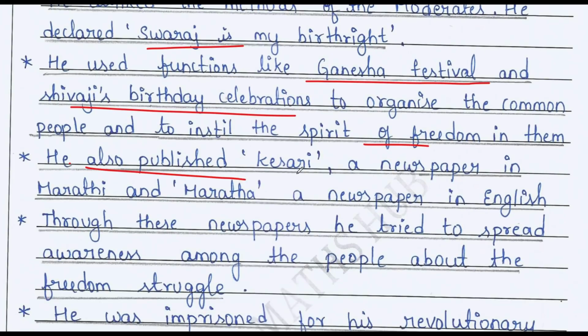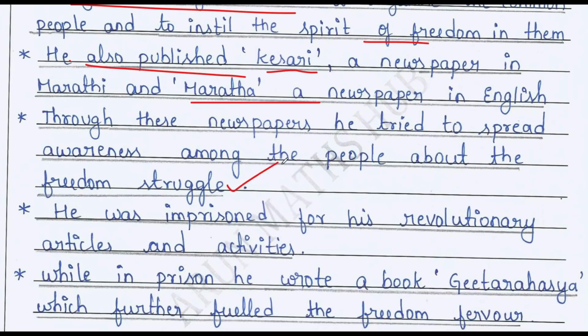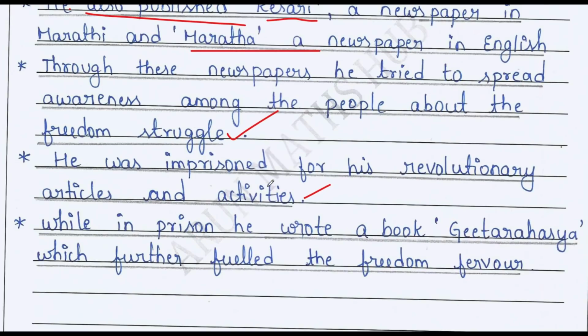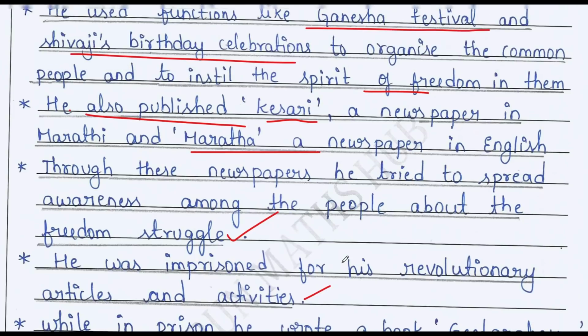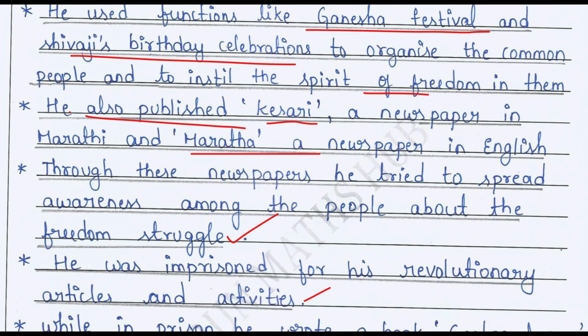He also published Kesari, a newspaper in Marathi, and Mahratta, a newspaper in English. Through these newspapers, he tried to spread awareness among the people about the freedom struggle. He was imprisoned for his revolutionary articles and activity. While in prison, he wrote a book, Gita Rahasya, which further fueled the freedom fervor. If you write all these points, you can score 4 marks.